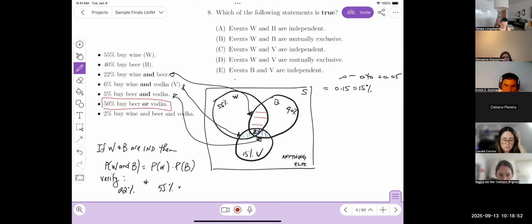Okay, so the rule is it goes both ways. If they're independent, you know this is true. And if this is true, you know they're independent. It goes both ways.